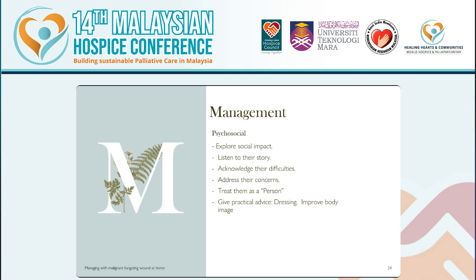If you can give practical advice to improve their body image, this is something that can be done as well. For example, if the patient has a wound over the neck like Mr. A, you can advise him to use a shawl to cover the area. But if, let's say, the wound is too big, it can be difficult as well. So get to know your patients and give appropriate advice.